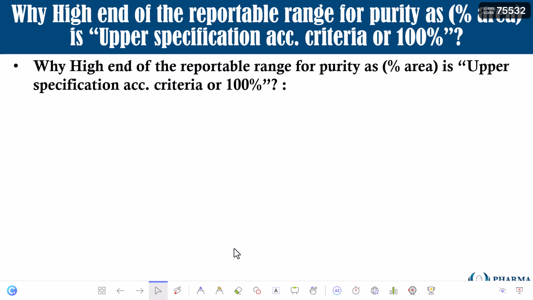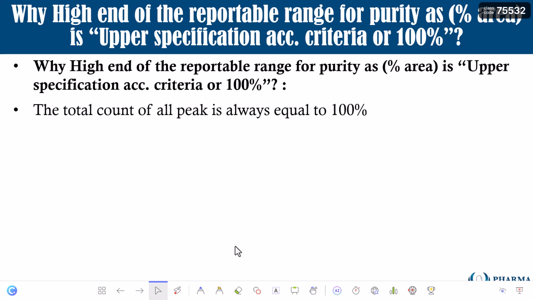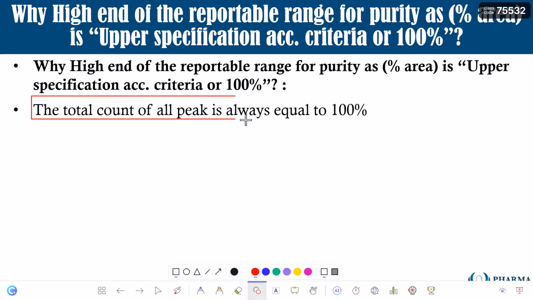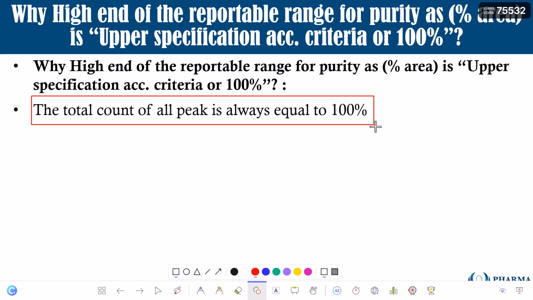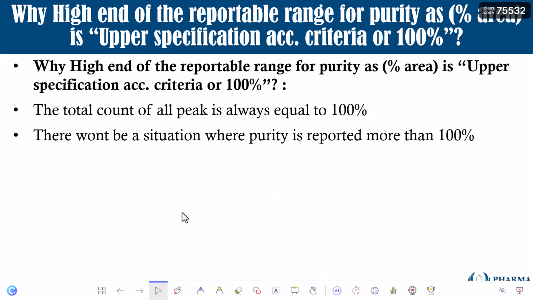So the basic question of today's discussion is why the high end of the reportable range for purity as percent area is just the upper specification acceptance criteria or 100%. These are the 2 points I wanted to bring to your notice. The first one is the total of all peak areas is always equal to 100%. This is always going to be the situation. You cannot have the total area of the peaks more than 100%. But the more relevant point is there won't be a situation where purity is reported more than 100%.